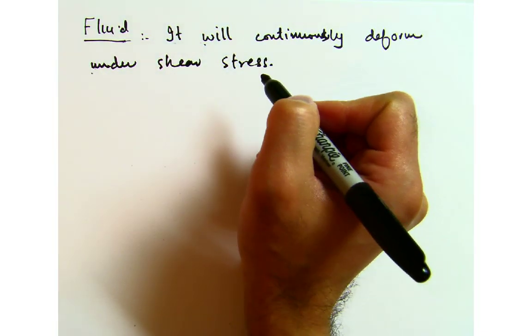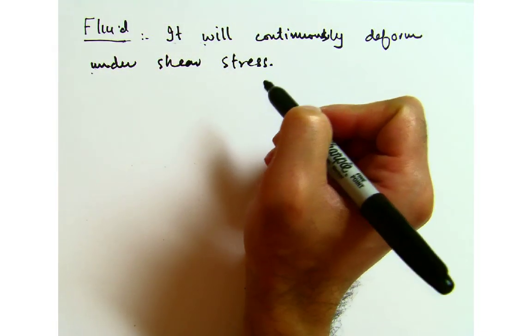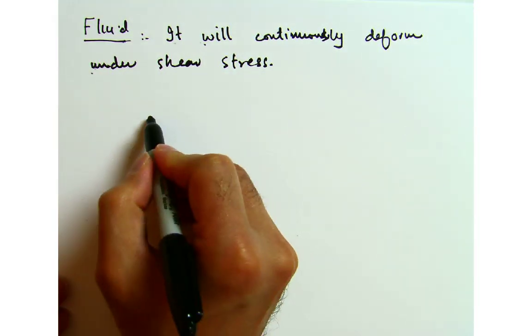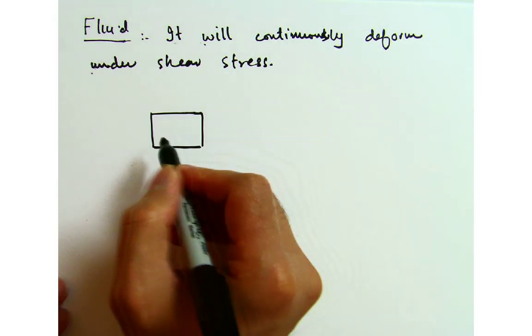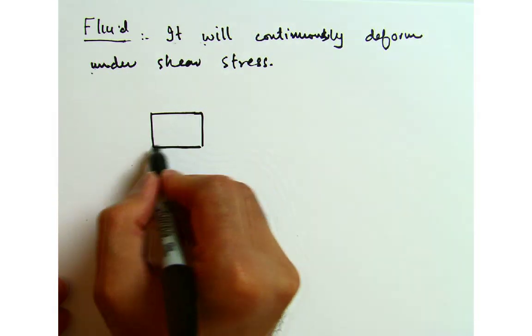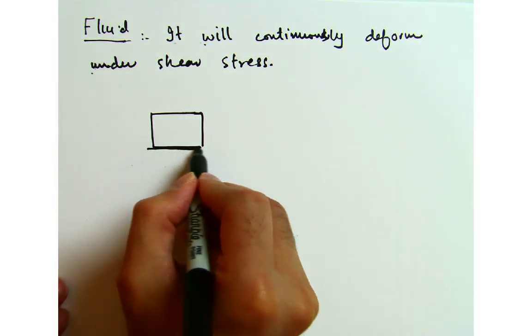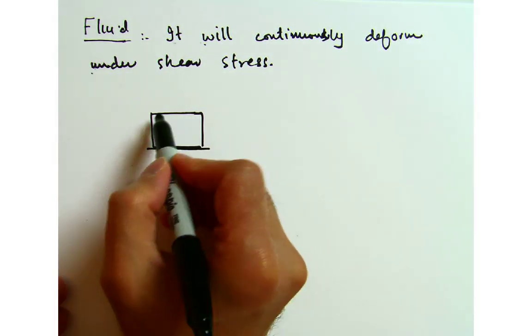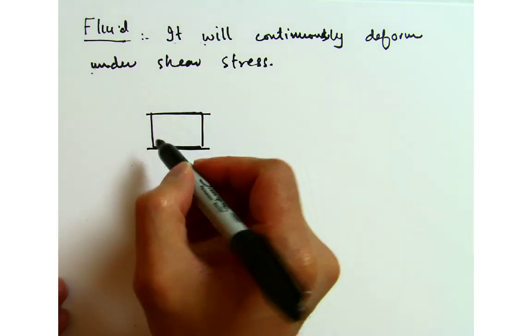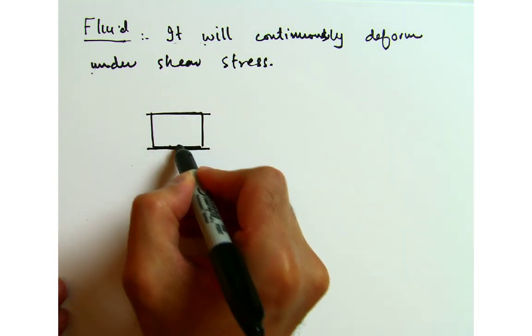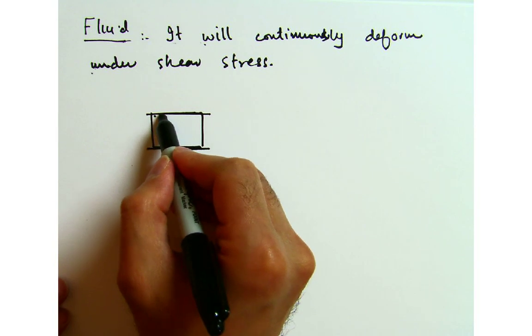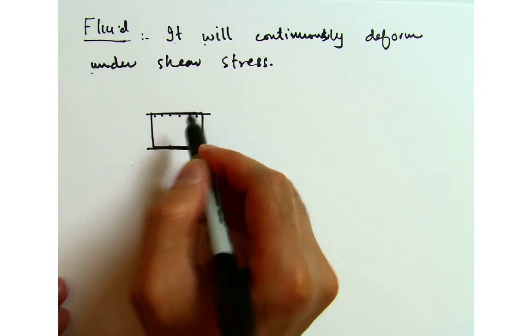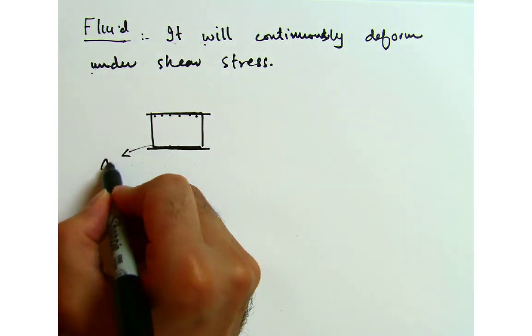So the idea is that as soon as you apply shear stress to a fluid element, it will continue to deform. Again, this fluid is sticking with the bottom plate, and then you have a top plate, and all the molecules of this fluid element stick with the bottom plate, and also with the top plate because of the no slip boundary condition.